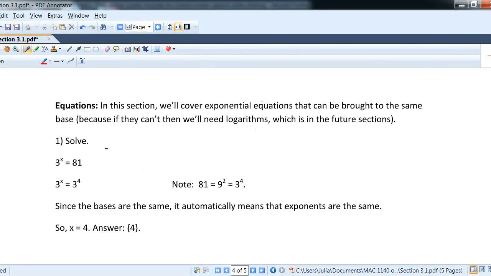In this video, we'll talk about a very specific kind of exponential equation, the ones we can solve directly. Let's take a look at this one: 3 to the power of x equals 81.